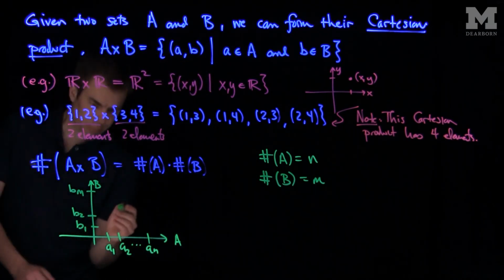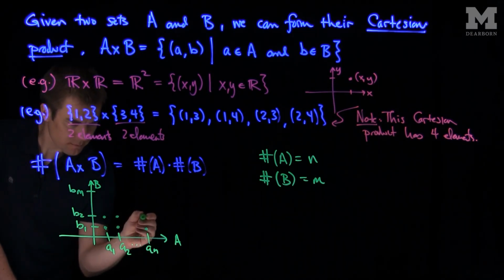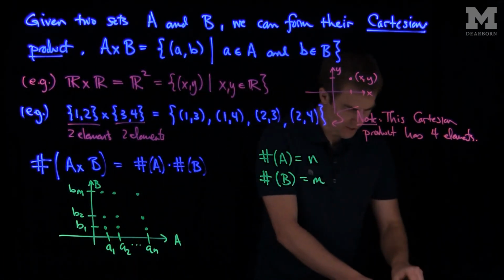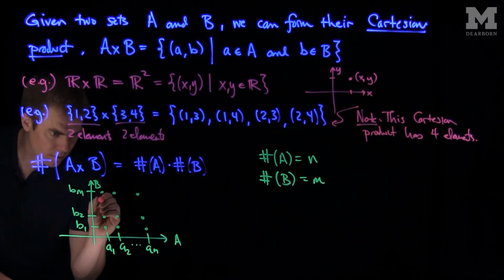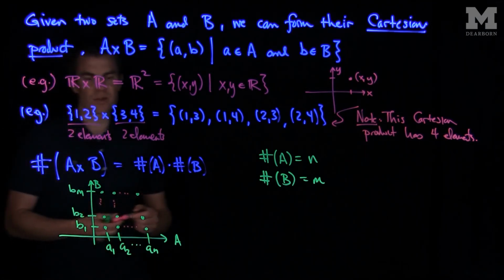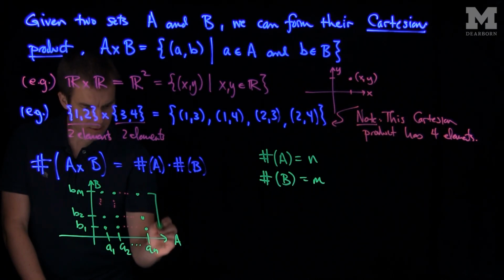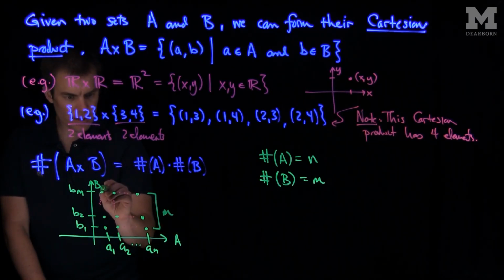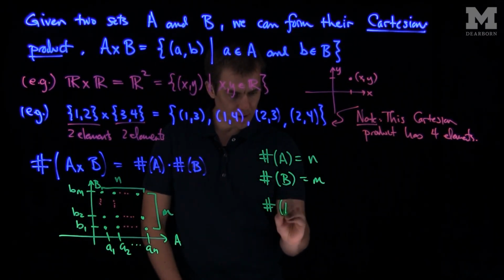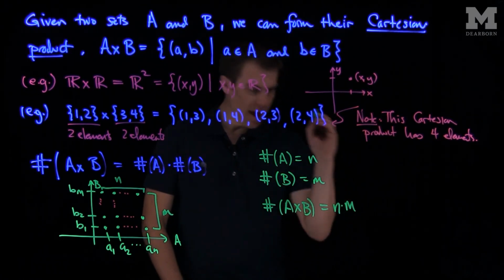And what I can do now is the Cartesian product is all of these points over here. And of course this goes on. This pattern persists, and that pattern persists. And so what we have here is dots in a rectangle. So the height of this rectangle is m, and the base of this rectangle is n. So indeed from this geometric figure we see that the cardinality of A cross B is equal to n times m.